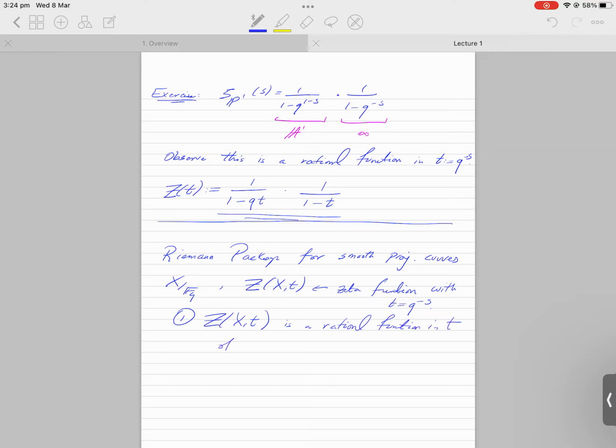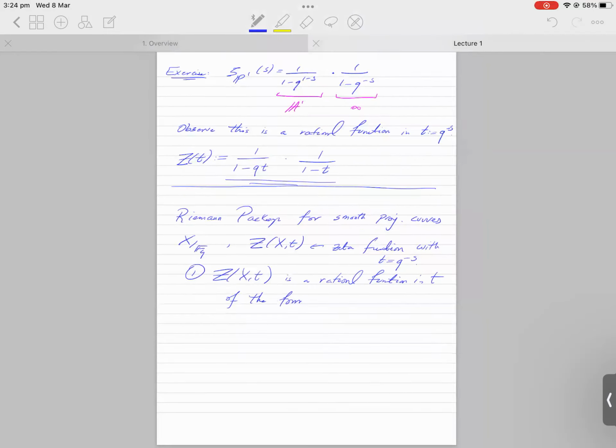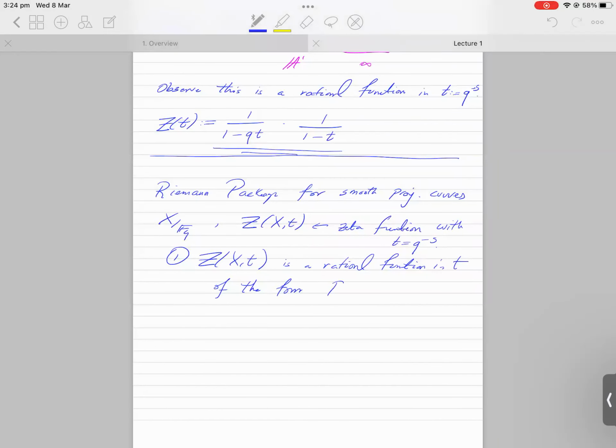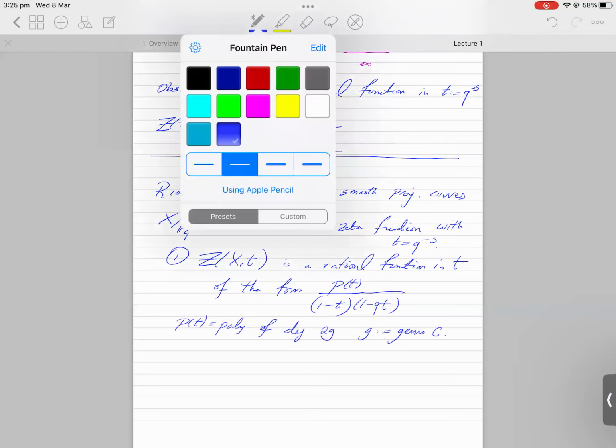In t of the form p of t divided by 1 minus t times 1 minus qt. So the denominator is exactly like p1, but then you have a numerator where the numerator is a polynomial of degree 2g, where g is the genus of our curve, or equivalently genus of the corresponding Riemann surface.